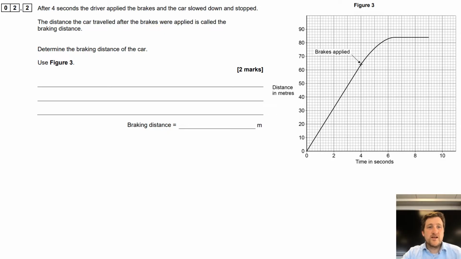The next one: after 4 seconds, the driver applied the brakes and the car slowed down, determining the braking distance. Now, this is what's really important: you need to be able to read off a graph. That first bit, the distance when the brakes were applied, was 64 meters, and when the car stopped, that is when it becomes horizontal, that is at 84 meters. Now the distance the car traveled after the brakes were applied is called the braking distance. So we need to do 84 take away 64, which equals 20 meters.